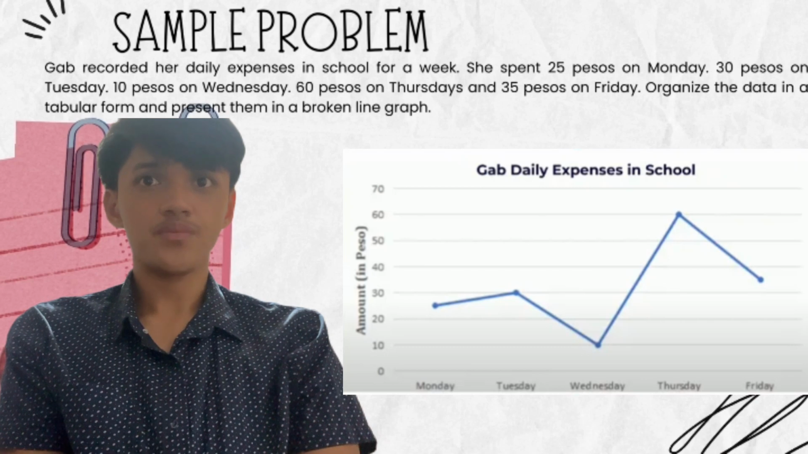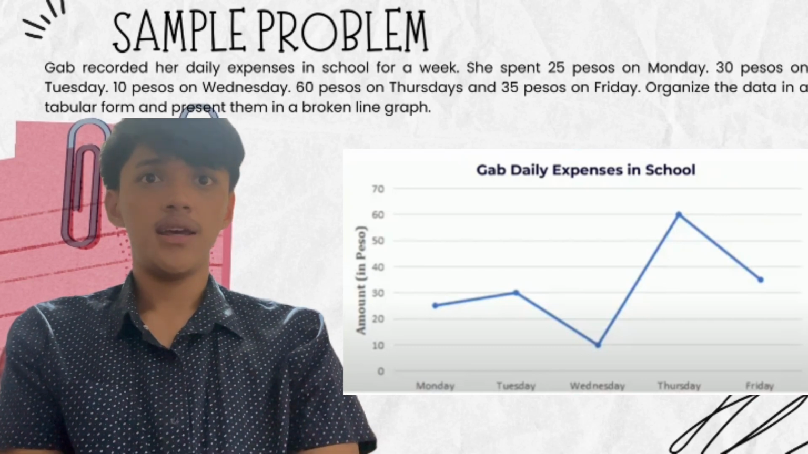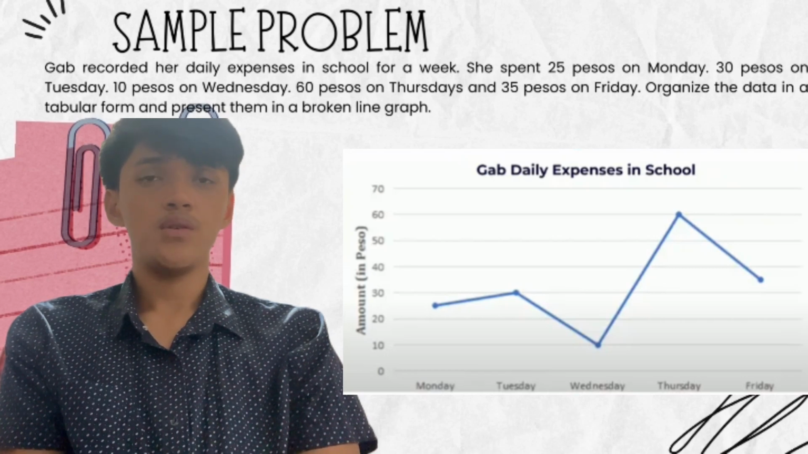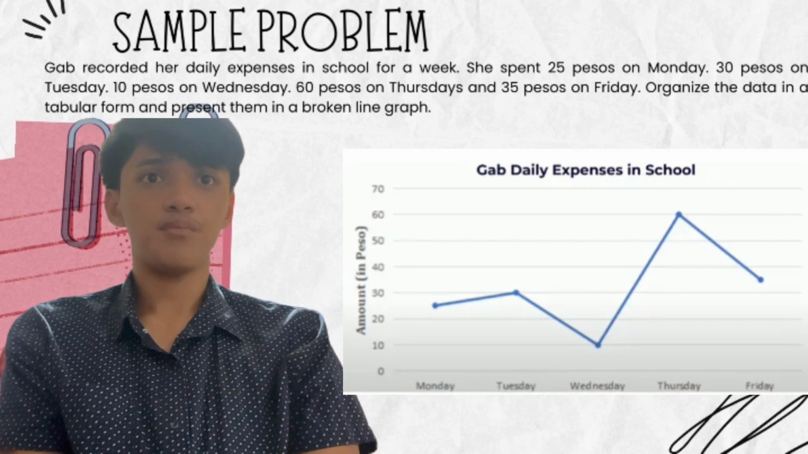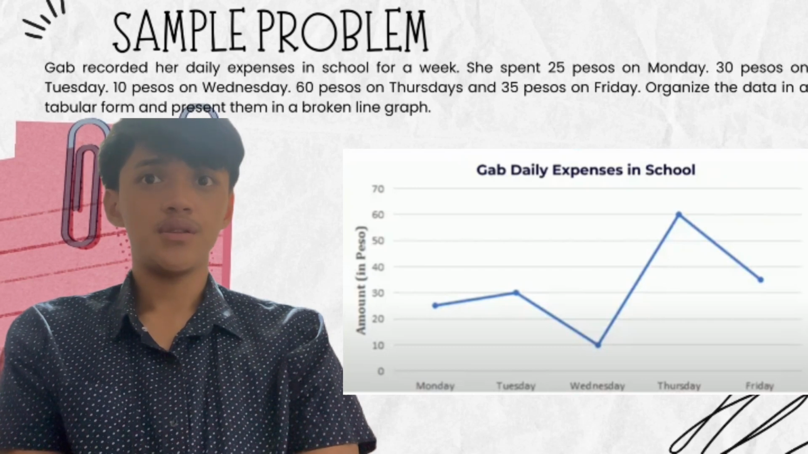And for the expenses with 10 as interval, we label the y-axis from 0 to 70, increasing as you go up. So here our label is the amount in pesos, and our interval should be the same, which is by 10, and the next is the plot point that corresponds to the day and expenses.